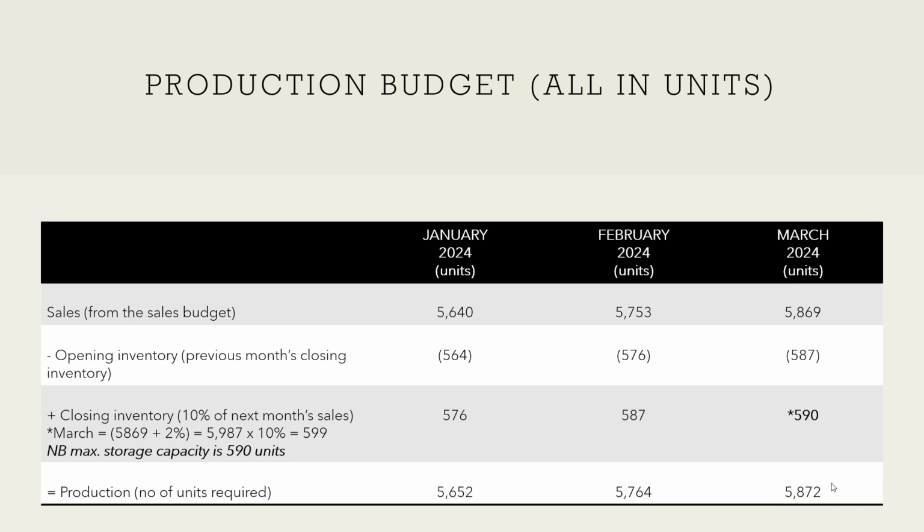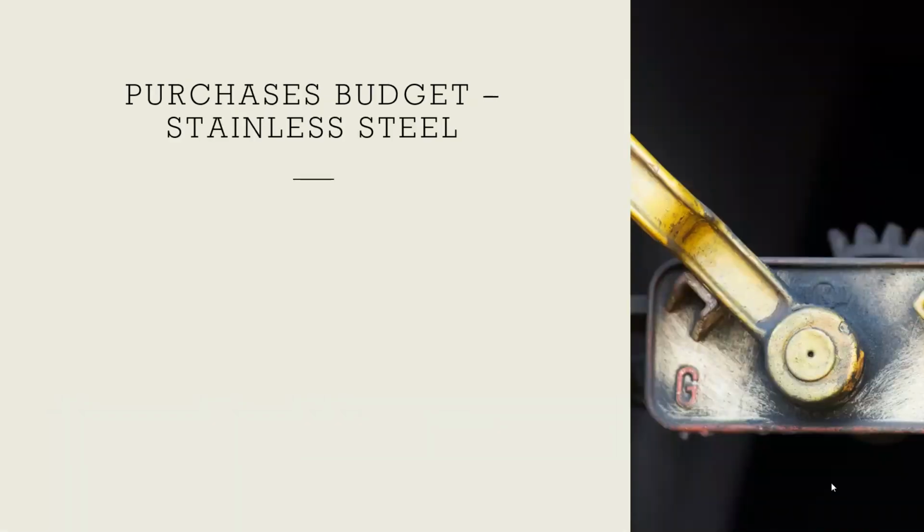Okay, so hopefully that's given you an idea of the production budget. Remember, it's all in units. There is no monetary amount attached to any of this. So purchases budget, we're going to look at one component for the trolley, which is going to be stainless steel, fairly obvious one. It probably would have things like wheels and plastic handles. There might be a variety of components for these trolleys, but we're just going to concentrate on one, which is going to be the stainless steel.